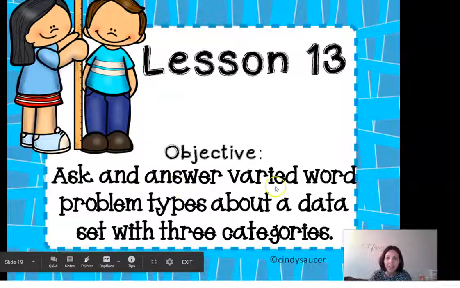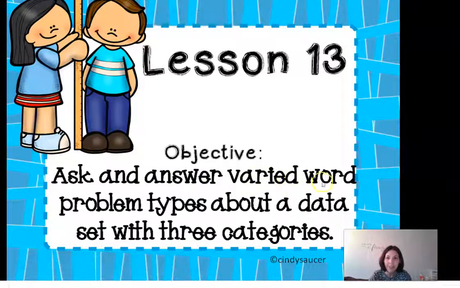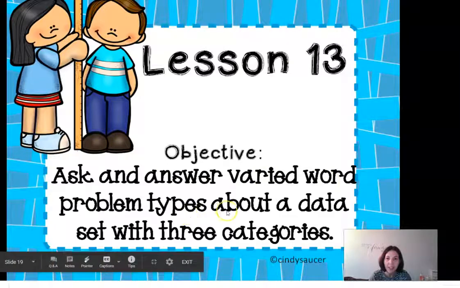Our objective: ask and answer varied, which just means different, word problem types about a data set with 3 categories. Okay?